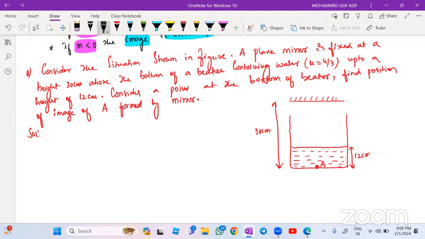See, when you're seeing from the upper part, this object appears to be raised, beta. This point A will appear to be somewhere here. That means from the surface, we'll be seeing the apparent depth. You know that apparent depth H dash is equal to actual height H divided by mu. The actual height is 12, divided by the refractive index. So what is the distance of the image from the position of A, from where it is formed? Can you tell me the position?